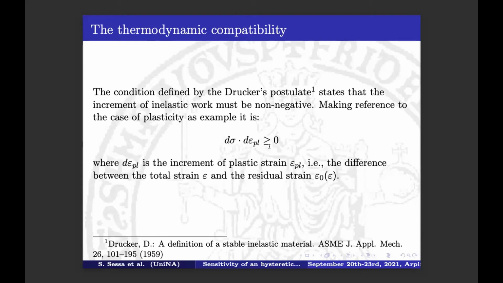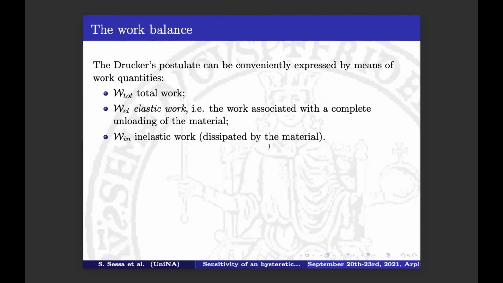This is not trivial for such kind of phenomenological model, because we can find some strange behaviors. And so to investigate this, we fix some work quantities. We will compute a total work while the response is computed, a kind of elastic work.